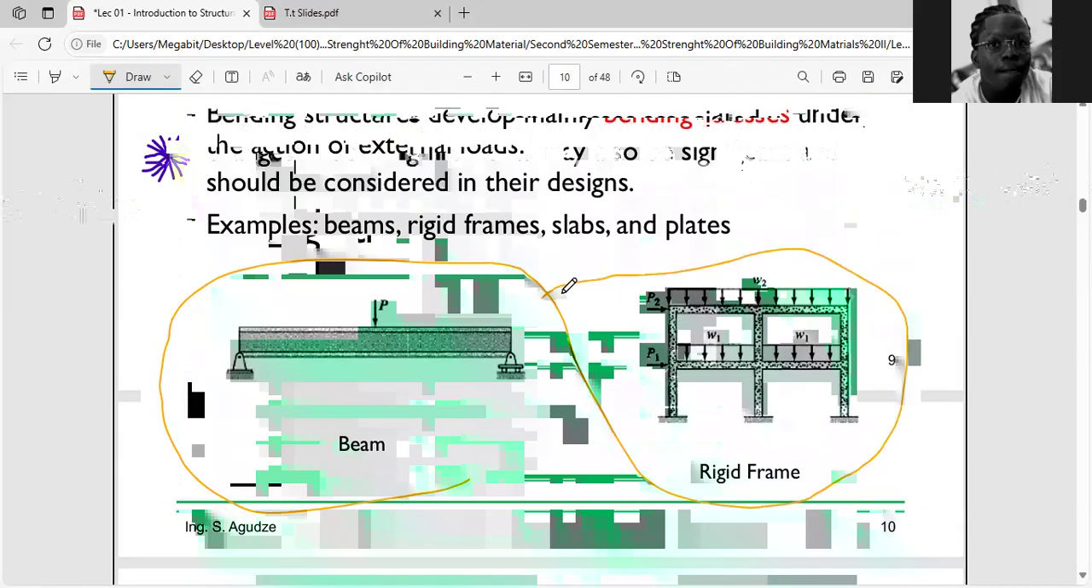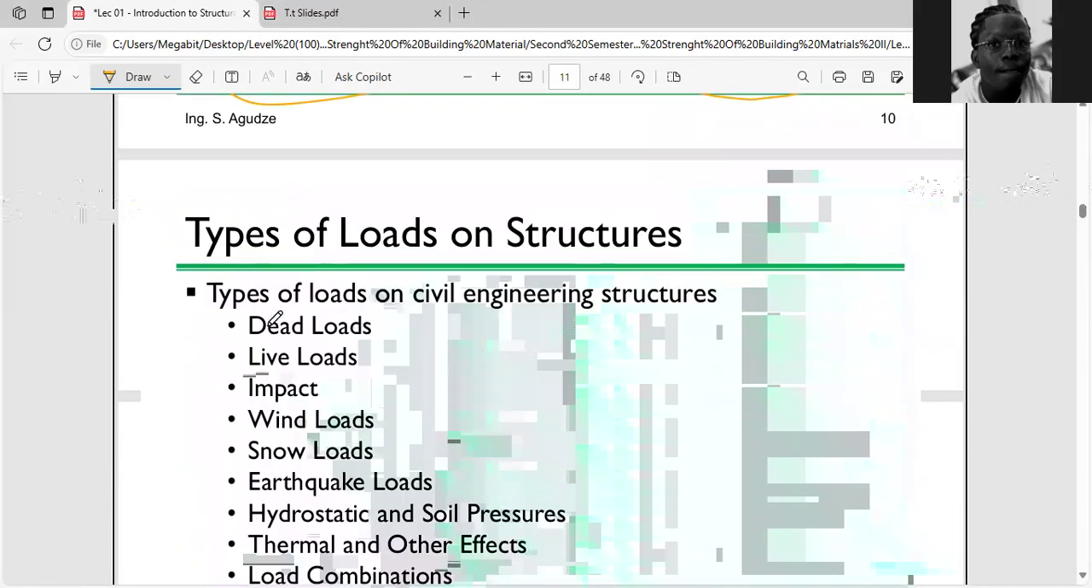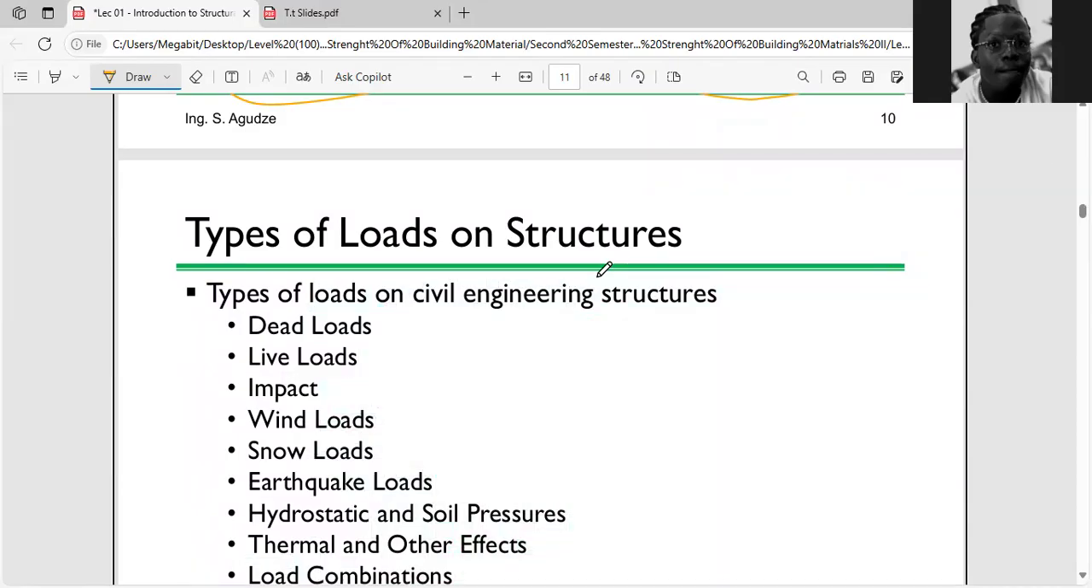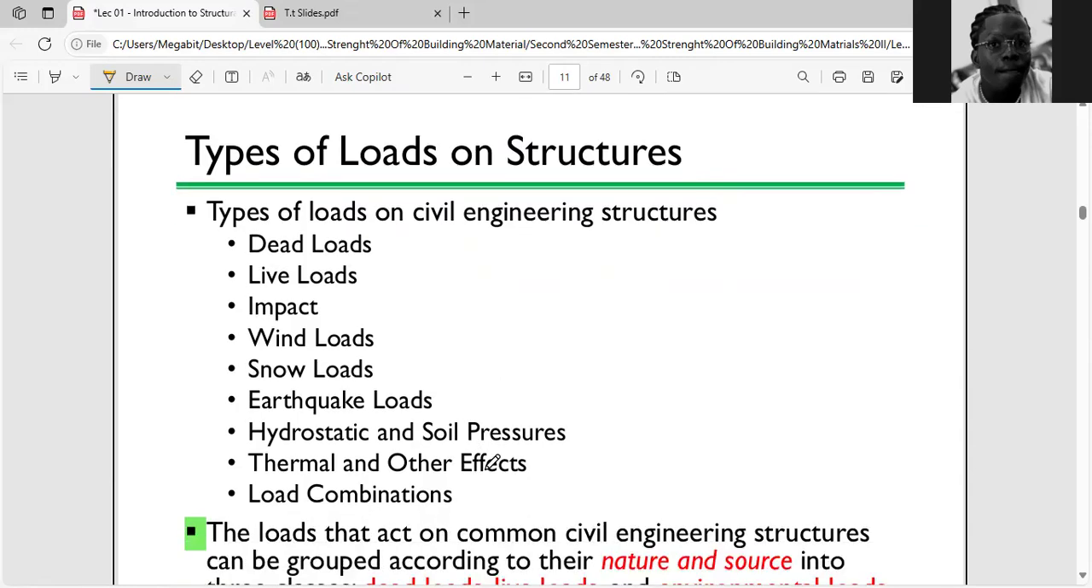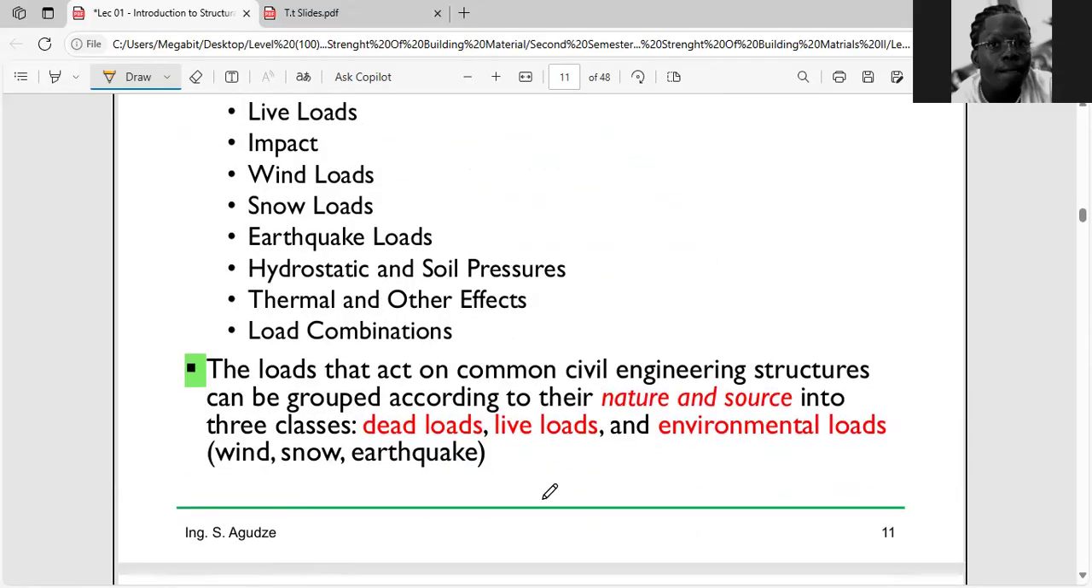So this is also an example of a bending structure. All the structures we have seen above are always subjected to loads. And the loads which they are being subjected to may be dead load, live load, impact load, wind load, snow load, earthquake load, hydrostatic and soil pressure load, thermal and other effects, and also load combination.